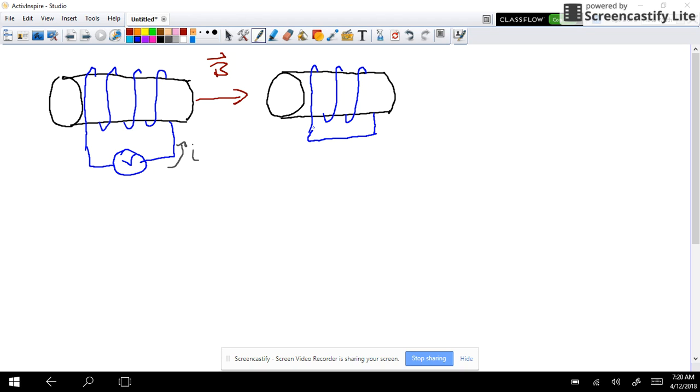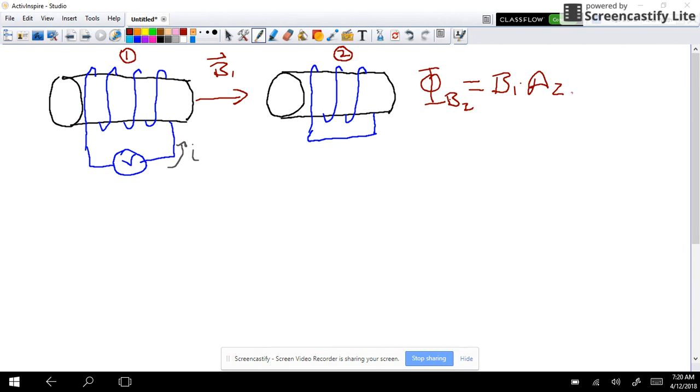Well, we know right away that in this second coil there is a magnetic flux. I'm going to call this phi B2 because this is actually coil 2 and this is coil 1 right over here. And that magnetic flux is equal to the B field generated by coil number 1 times the area of coil number 2. So far, so good, right?